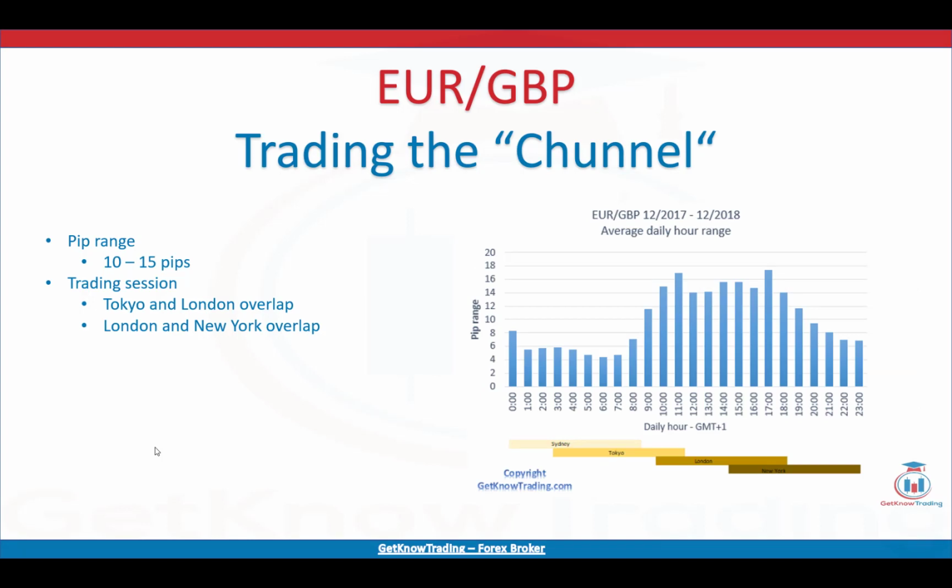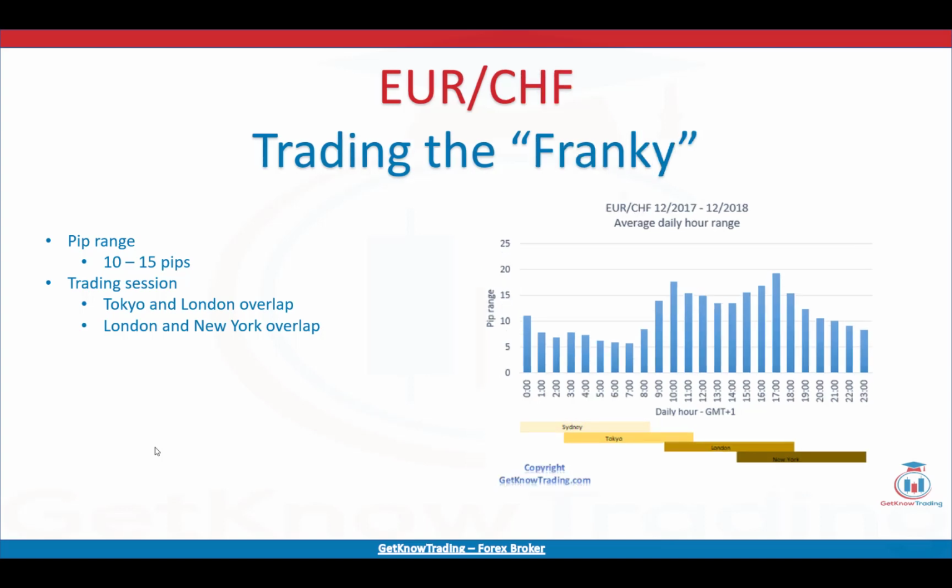Next one is Euro GBP, which has lower pip range than Euro USD, and that is 10 to 15 pips. The best time to trade is when the pip range is the highest, and that is on the overlap between Tokyo and London trading session, and London and New York trading session. Then we have Euro and Swiss franc, which have 10 to 15 pips range, and the best time to trade the pair is when the London and New York session overlaps.